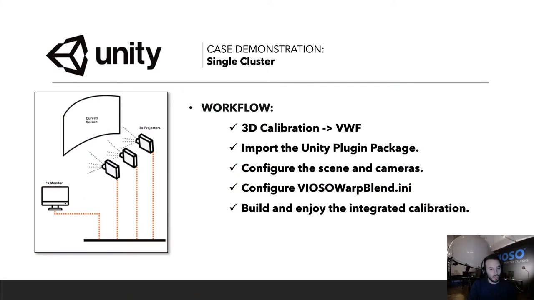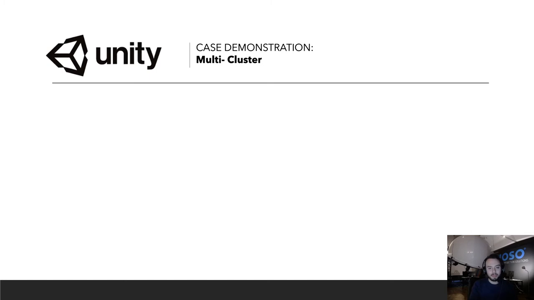So summing up, the workflow was the following. We did a 3D calibration, we exported it to VWF, then we imported the Unity plugin package, configured the scene and the cameras, next we configured the VIOSO warp and blend.ini file, and finally we built and enjoyed the integrated calibration.